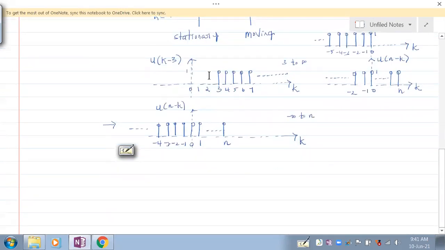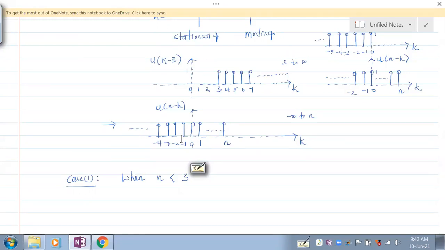So that is case number 1. What is case number 1? Case 1, let's understand that. Case 1 is when n is less than 3. When n is less than 3, this n is at 2 or 1 or 0. So do you think the overlapping is happening? Do you think the overlapping is happening? Yes or no? Somebody can respond to that. No, sir. No, it's not.